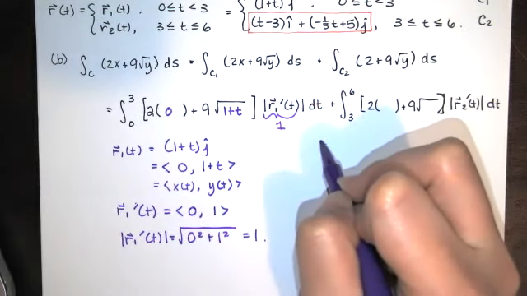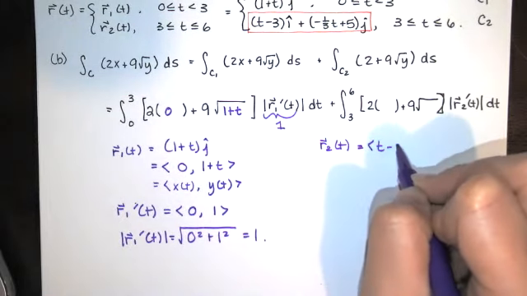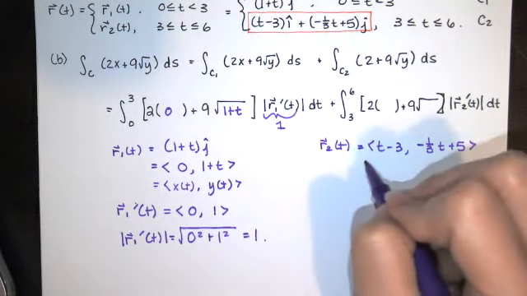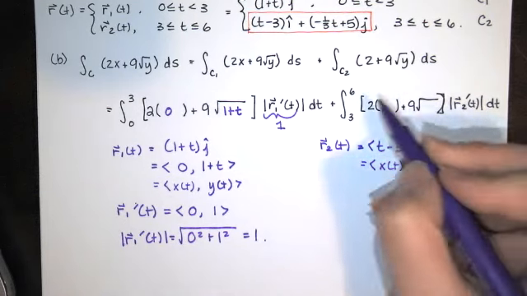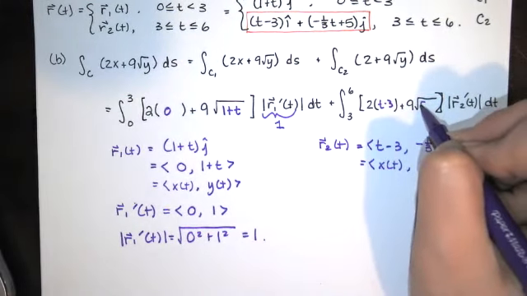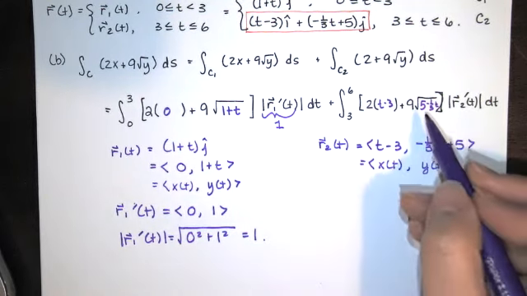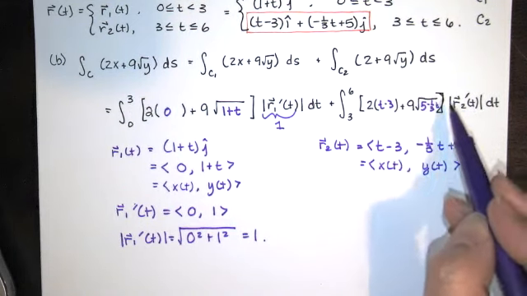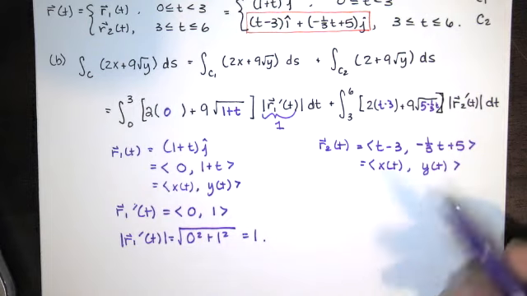Now over here, r sub 2 is equal to this. I'm going to write it in component form. So this first function is my x of t. The second function is my y of t. So this is 2 times x, which is t minus 3, plus 9 times the square root of y, which is this 5 minus 1/3 t. Or you could write negative 1/3 t plus 5, same thing. And then we have to multiply this whole integrand by the magnitude of r prime of t dt. And we're talking about the second part, so we're calling it r sub 2 prime.